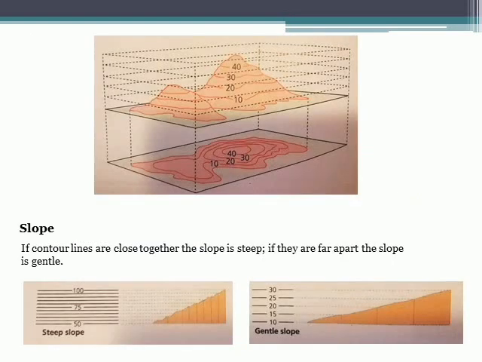Okay, so if you look at the picture above, it shows you how these two hills are shown on the map. This is to imagine how it looks. Okay, and the slope: if contour lines are close together, the slope is steep. If you look at the picture below, the contour lines are very close together, and if they are far apart, the slope is gentle, similar to the picture on your right.